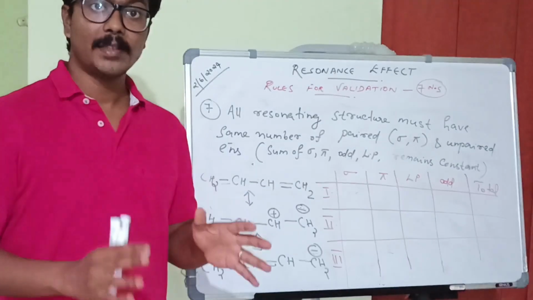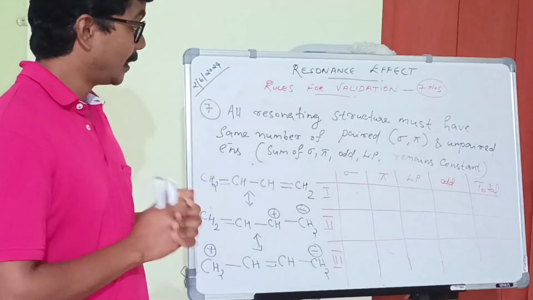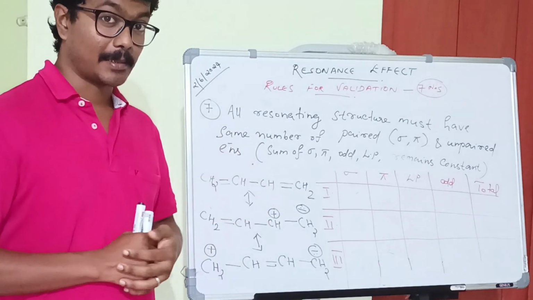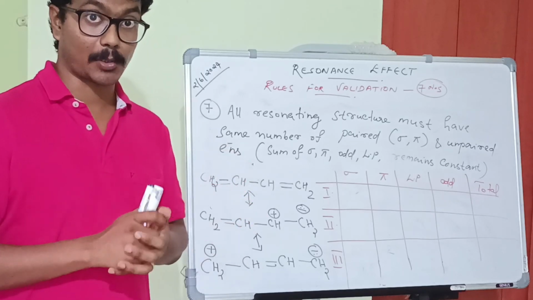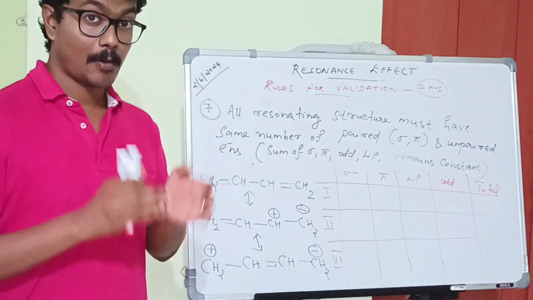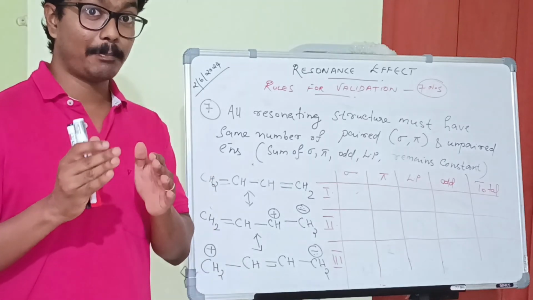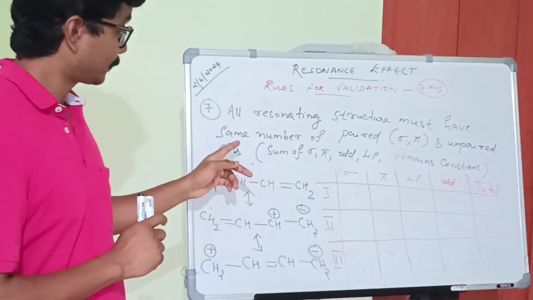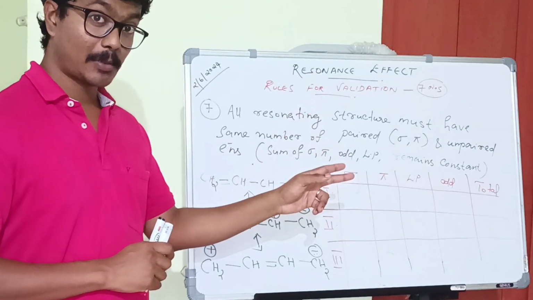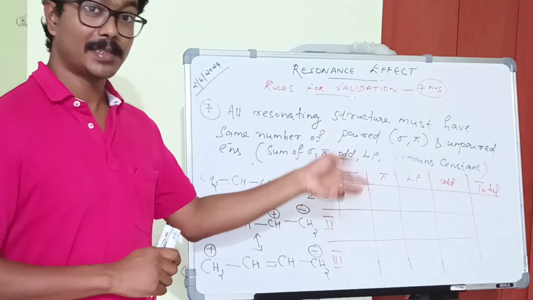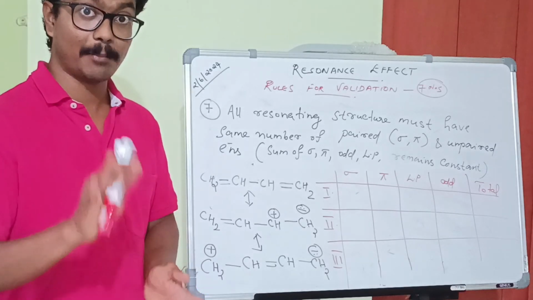The seventh rule of resonance, the last and very important rule in resonance, is that all the resonating structures must have the same number of paired and unpaired electrons. Let me repeat, all the resonating structures must have the same number of unpaired and paired electrons. That means the sum of sigma bonds, pi bonds, odd electrons, and lone pair electrons must be the same in all the resonating structures. That is very important.